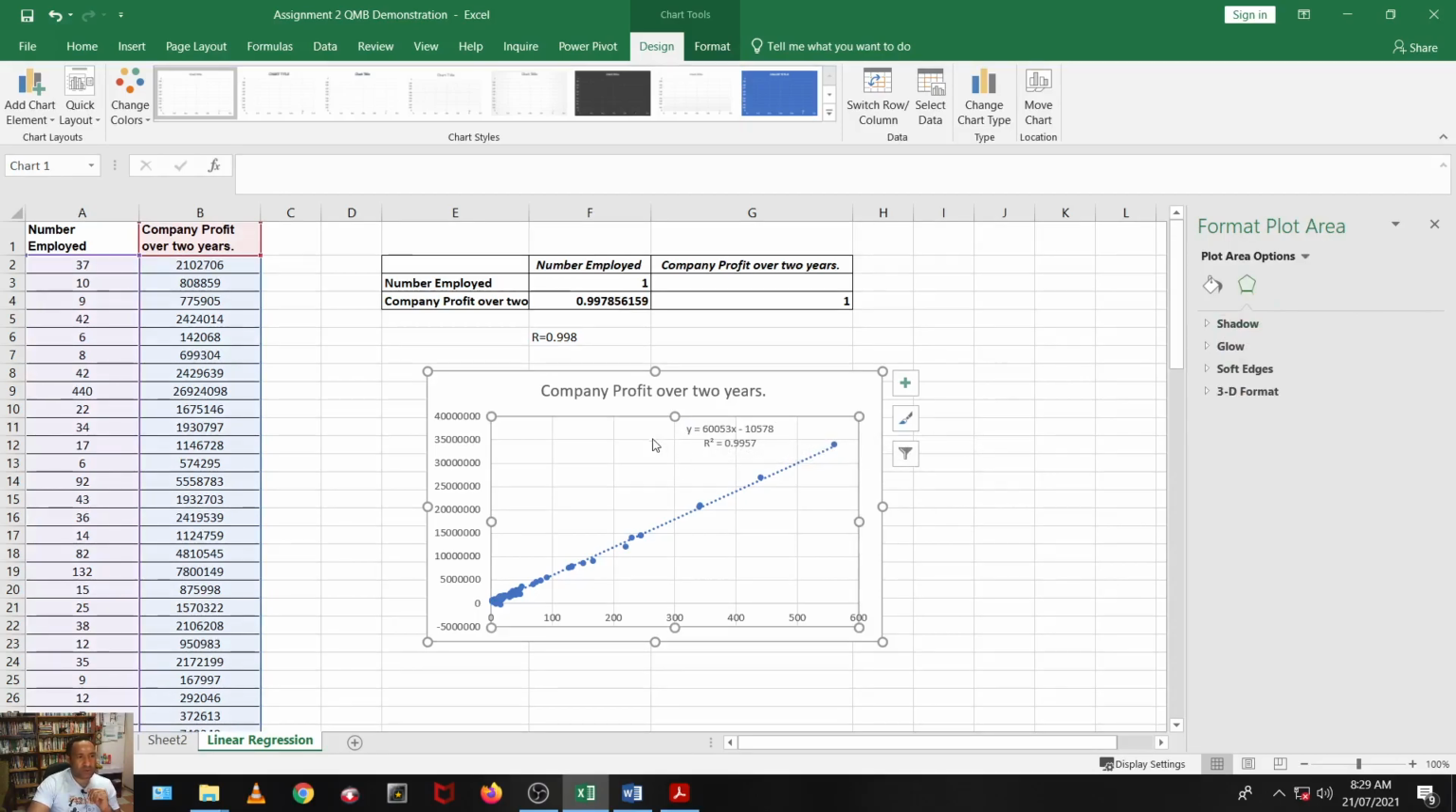So the scatter graph gives us the regression model here, which is y equals 60,053x minus 10,507. That's the regression model. But we'll calculate this using the Regression analysis toolpack. R squared here is 0.996 if we round it to three decimal places.